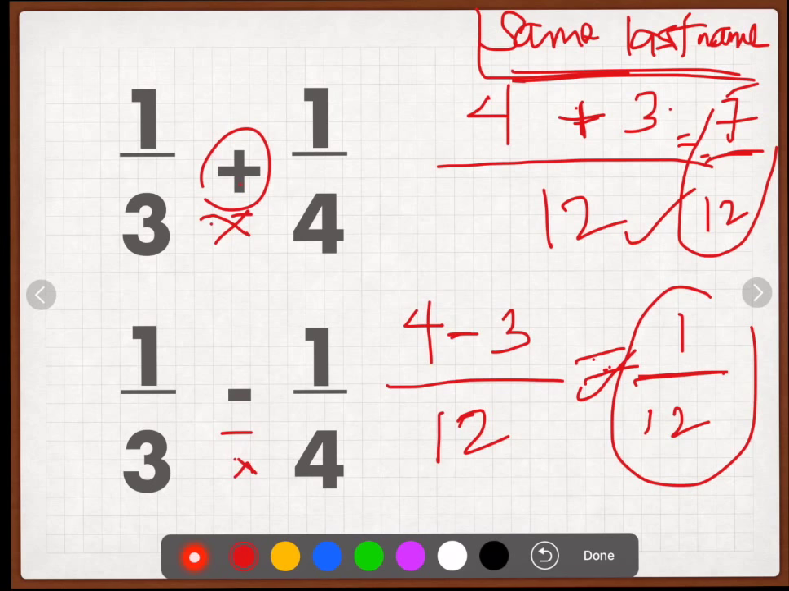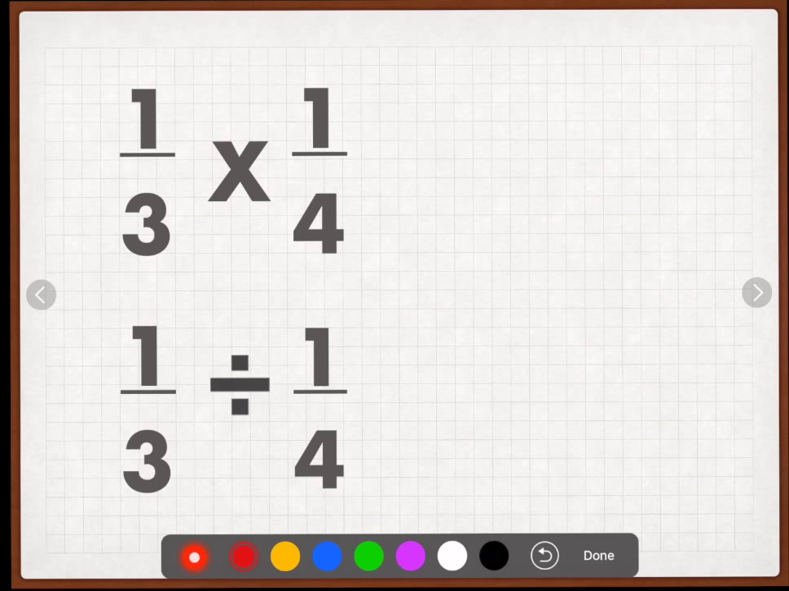But, paano pag multiplication or division? In this case, hindi kailangan na same ang last name. Straight to the solution. Okay? Dito yata kayo naguguluhan yung iba, no? Kasi notice ko, maraming nagkamali.